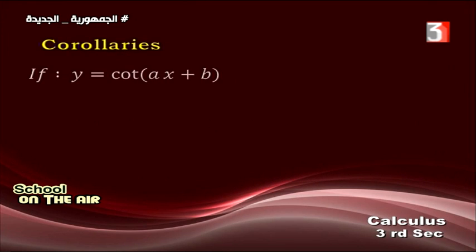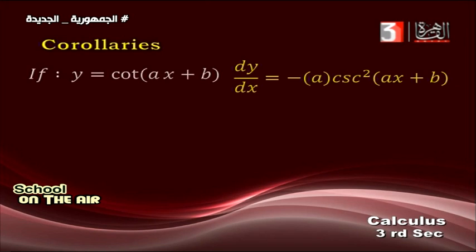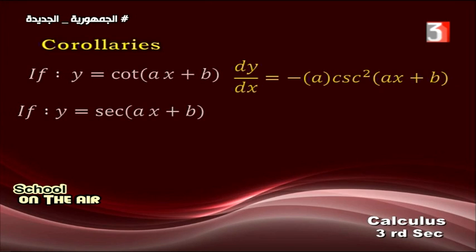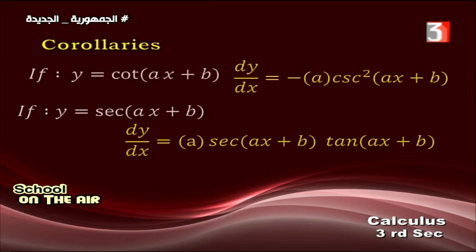What about y equals cotan ax plus b? dy dx equals the first derivative of cotan ax plus b equals negative cosec to the power 2 ax plus b, and the derivative of the angle ax plus b equals a. Now y equals sec ax plus b, dy dx equals derivative of sec ax plus b is sec ax plus b multiply tan ax plus b multiply the derivative of the angle ax plus b, which equals a.